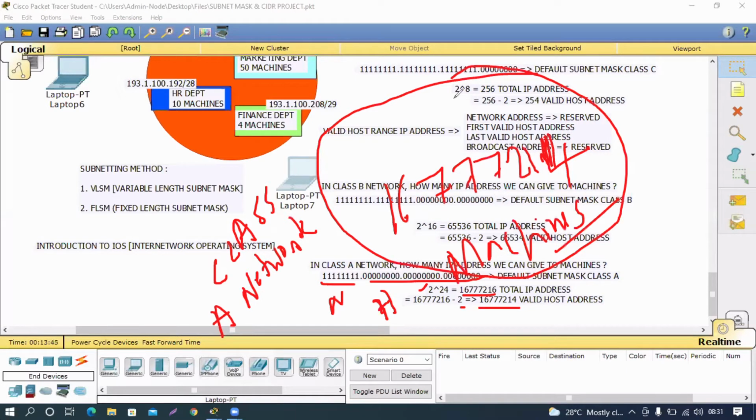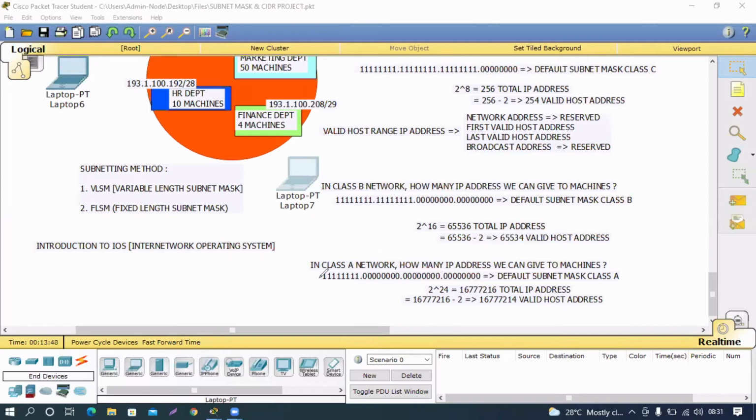Okay. Now clearly you can see the class A. In class A, we are getting this many IP addresses, means we can give this many machines IP addresses. In class B, you can see we are getting this many machines IP addresses. And in class C, we are getting this many IP addresses. So that is the reason class A is always used for big size networks. When you have a huge number of machines, like 1 lakh, 2 lakhs, this is when you can use a class A network.